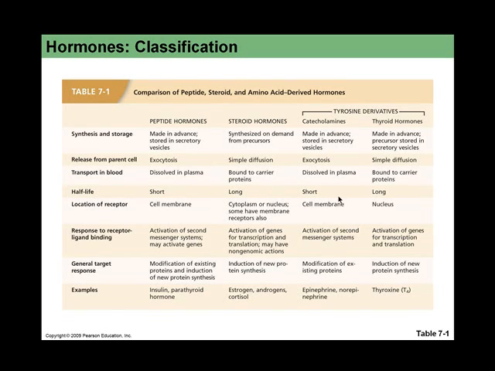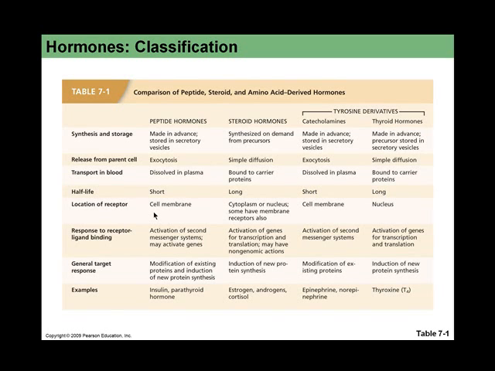Same, short for catecholamines. You don't want epinephrine to stay in your blood for a long period of time and make your heart just burst in your chest. You want to have a short-term response and then have it terminated. And then you have thyroid hormone that hangs around for quite a long time, so long half-life.